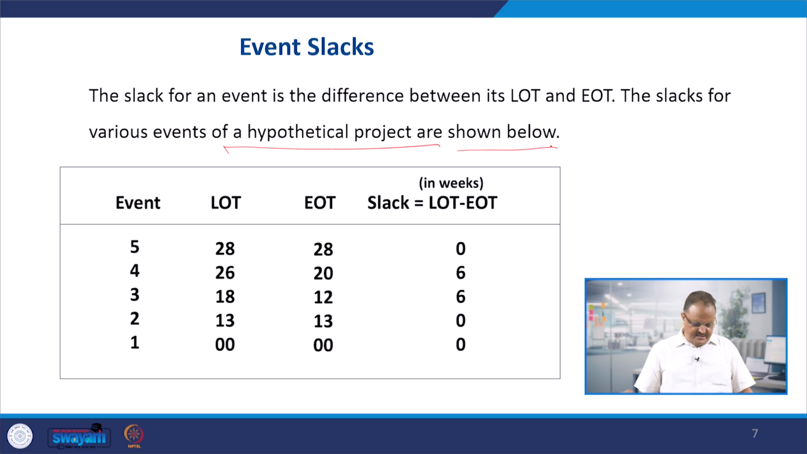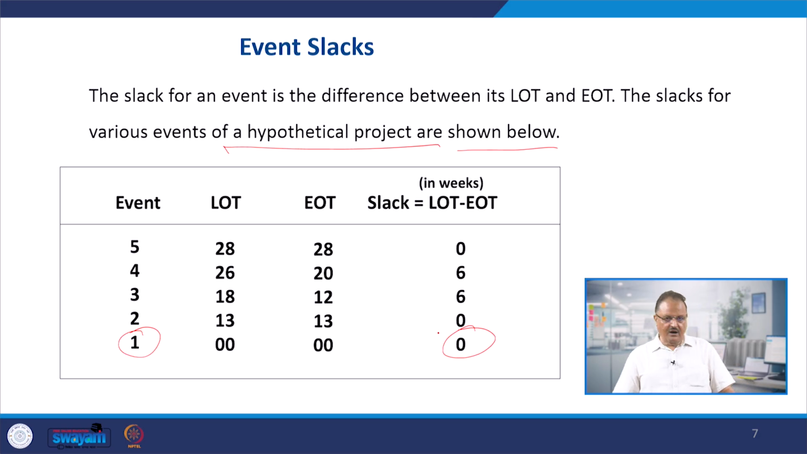So, in this case we can see, for example, when we are talking about the first event, there is normally no slack, because there is no difference between the latest occurrence time and the earliest occurrence time. These two times remain the same in the case of the first event, because it is the beginning of the project. So we say that LOT and EOT are going to be the same, so no slack is going to be there. The slack here is 0.